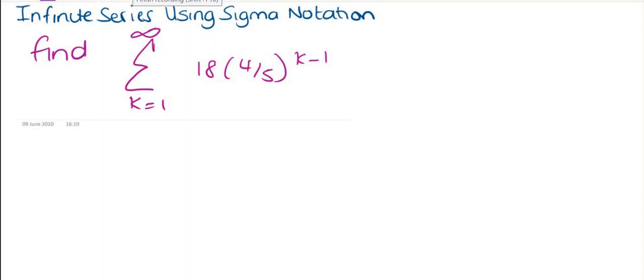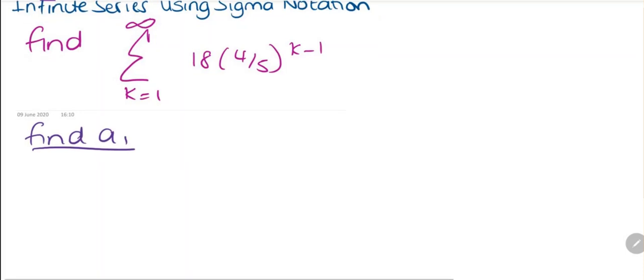Okay, on the infinite geometric series, we're looking at the infinite series using sigma notation. So a question, and we're asked to find, and we're given sigma to infinity, and the a1 value is going to be calculated when k is 1. The formula is 18 multiplied by 4/5 to the power of k minus 1. So the first thing we need to do is find a1.